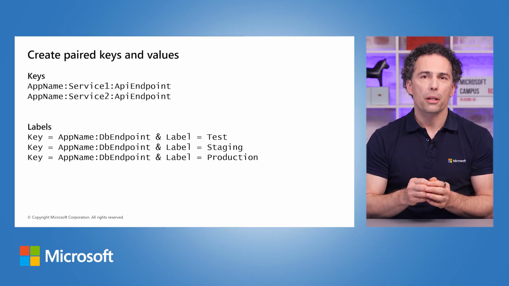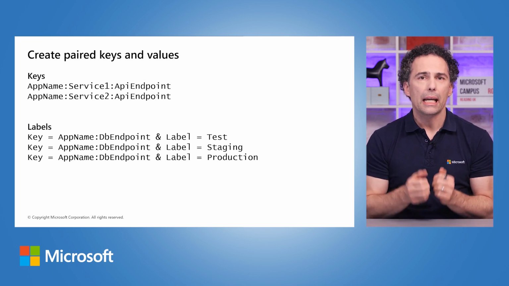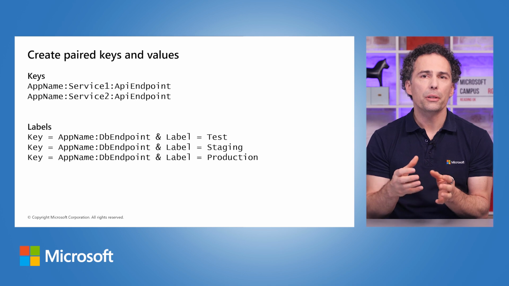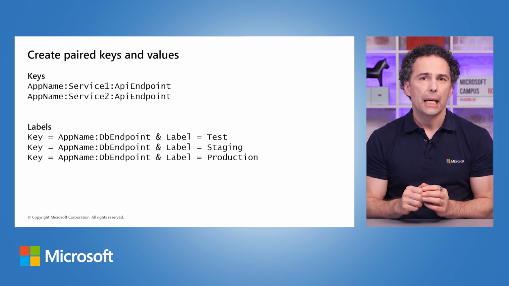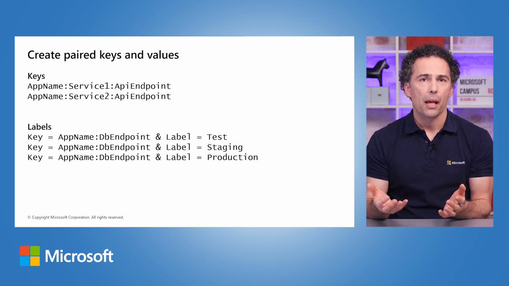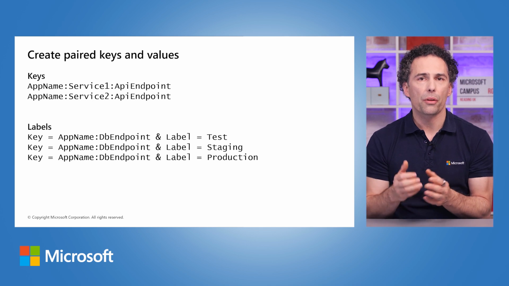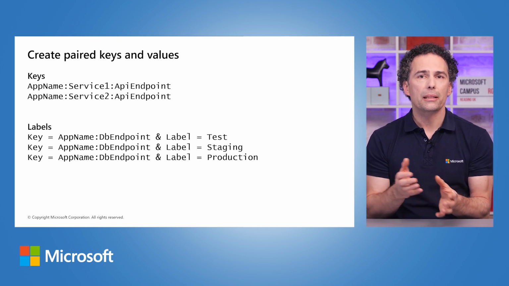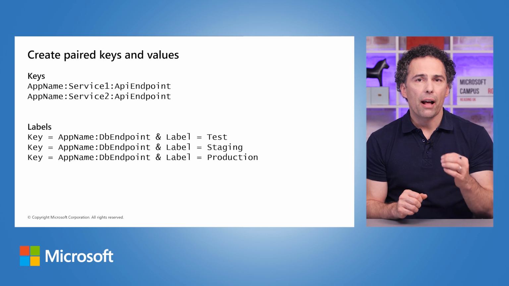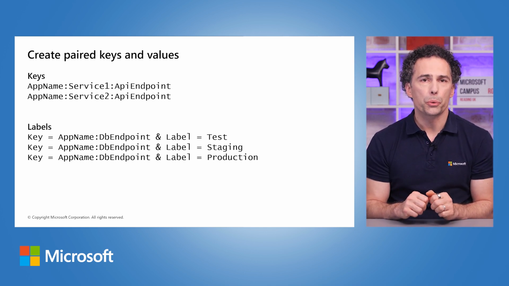App configuration allows key values to have a label attribute. And labels are for distinguishing key values that share a key. These labels enable you to create variations of the same key. A typical use of labels is to indicate different environments for the same key, as shown in the examples on the slide. The value for the DB endpoint here varies based on the label used.